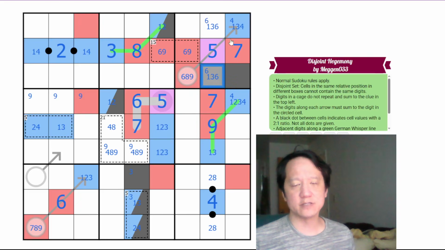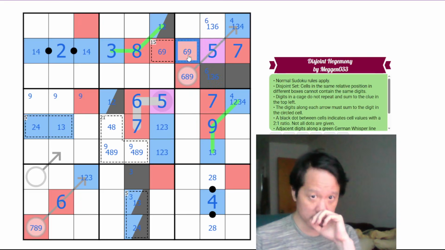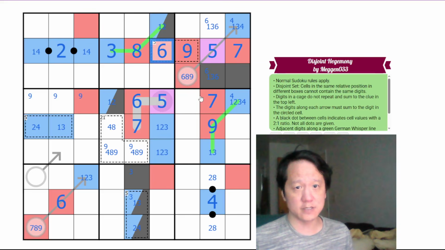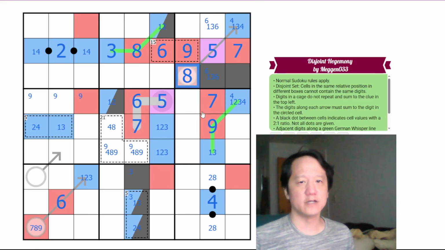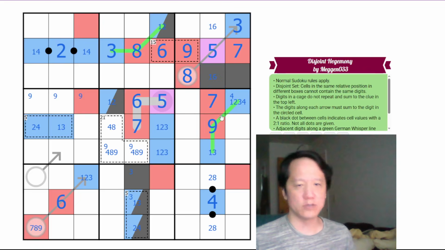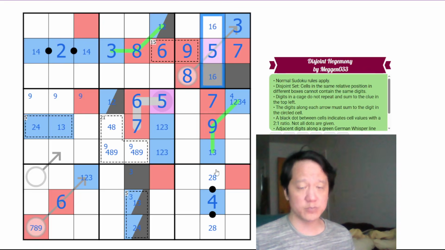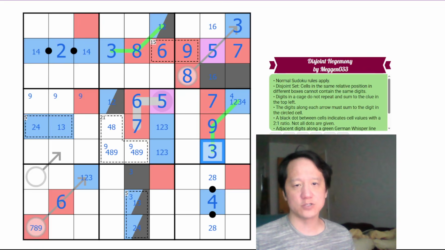So that eliminates 6 from the rest of the box. So this can't be 6, that's 9 and 6. This can't be 6 or 9, it's 8. So 3 and 5 add up to 8. That eliminates 3 from the rest of the box, so we have a 1-6 pair. We celebrate the 3 in the corner because we're getting close to solving it. This 1-6 pair eliminates 1 and 6 here, so that's 3.